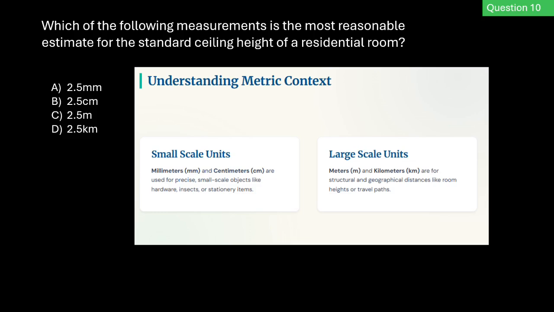Scale units. Millimeters and centimeters are perfect for precise small objects like hardware, insects, or stationary items, while meters and kilometers, on the other hand, are meant for structural and geographical distances, such as the height of a room or the path of a long travel route. Keeping this distinction in mind, we can immediately eliminate two of our answer choices.